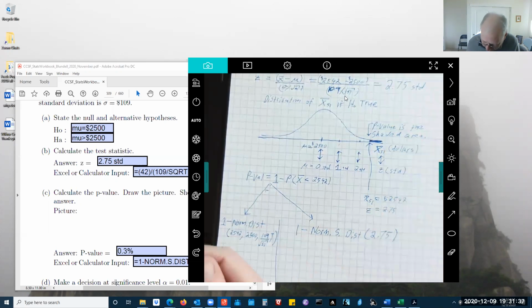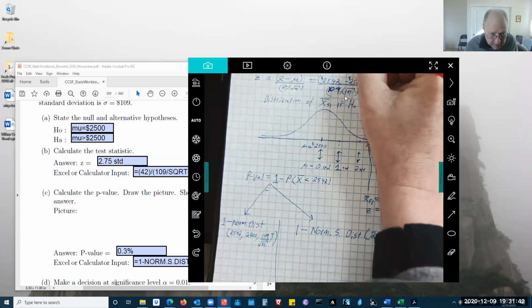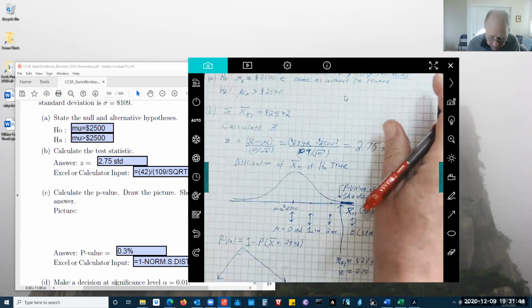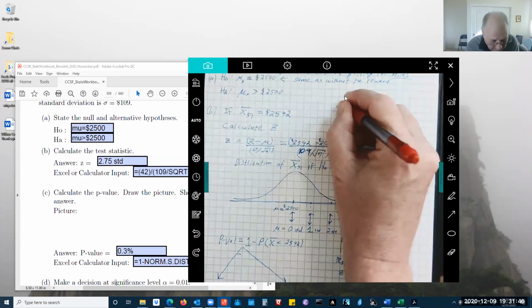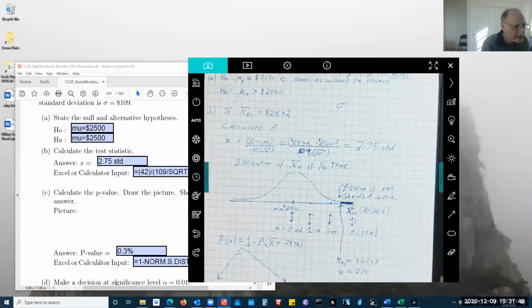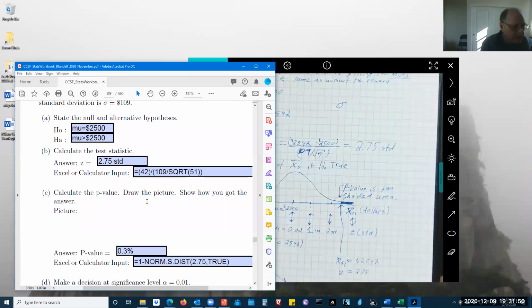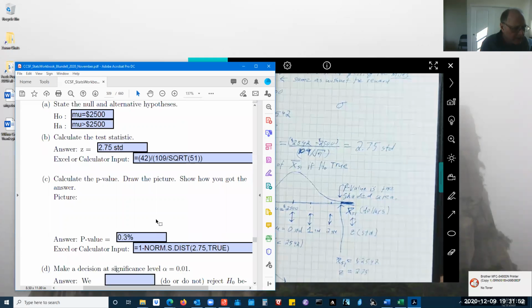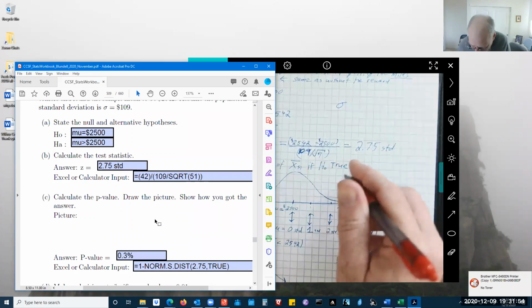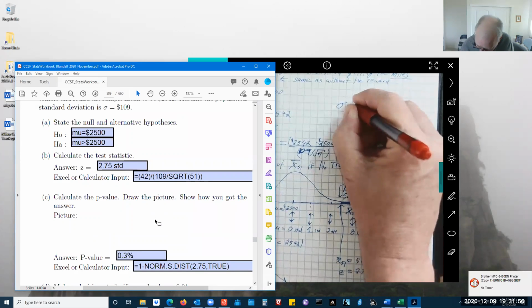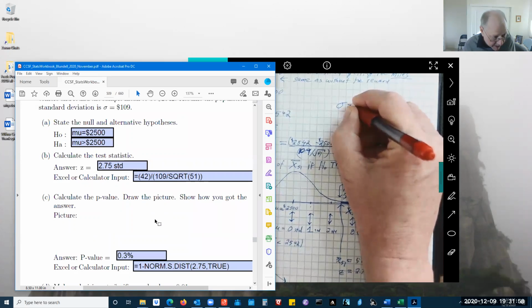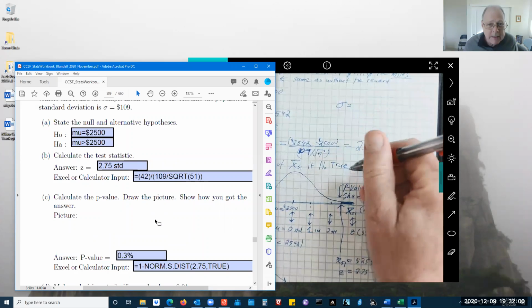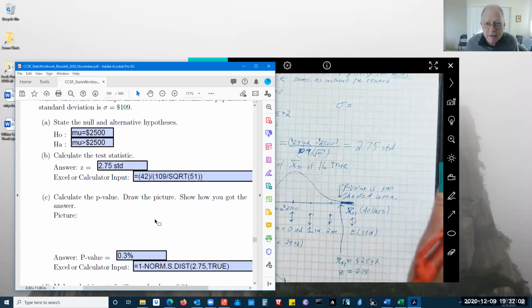But let me go back and do that. Let me see if the instructions said anything specific there. It did not. So for grading the homework, I wouldn't ding you on that, but on a test, I'd probably be more specific and say mark the scale.